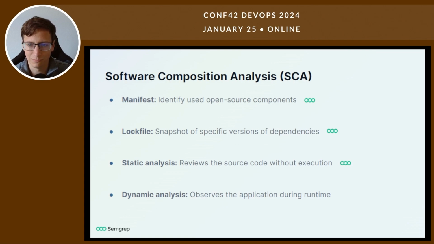Manifest files will tell you what direct dependencies are used, but really not much else. This isn't all that effective these days. Next, we have lock files, which take things a step further by also presenting specific versions tied to those dependencies, and also include any transitive dependencies. So any dependencies required by the dependencies being imported into your project. Now, manifest and lock file analysis are what I often refer to as traditional SCA, whereas the industry has since incorporated other techniques like static and dynamic analysis.